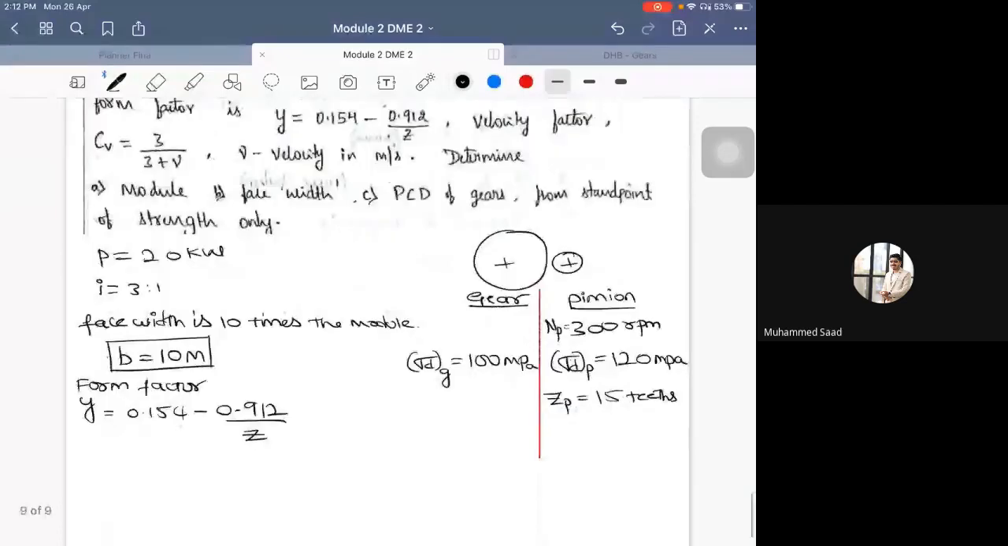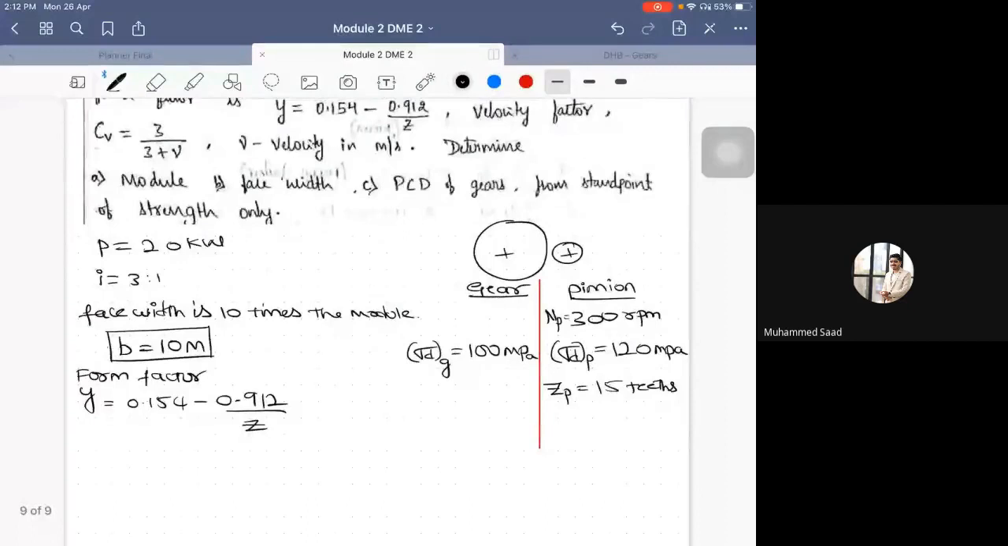And next, he has given the velocity factor. Velocity factor is nothing but CV, given in terms of an equation: 3 divided by 3 plus V. You can find this type of equation in your data handbooks also. There are also batch formulas. You'll get to know about this, no issue. Where velocity is in meters per second, he says.